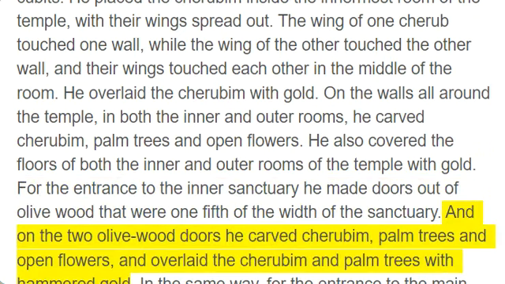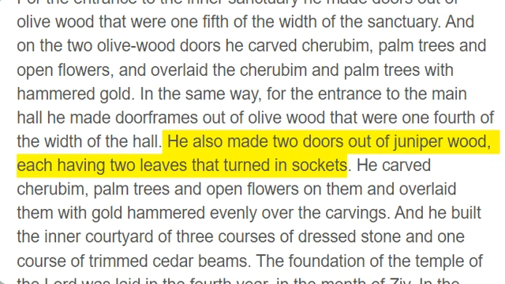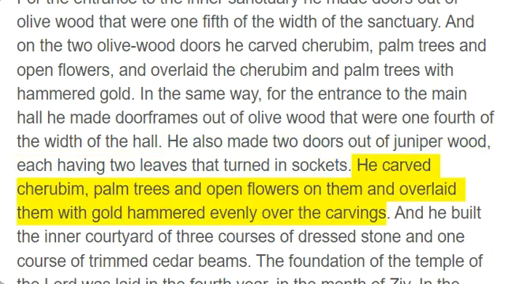And on the 2 olive wood doors he carved cherubim, palm trees, and open flowers, and overlaid the cherubim and palm trees with hammered gold. In the same way, for the entrance to the main hall he made doorframes out of olive wood that were 1/4 of the width of the hall. He also made 2 doors out of juniper wood, each having 2 leaves that turned in sockets. He carved cherubim, palm trees, and open flowers on them and overlaid them with gold hammered evenly over the carvings.